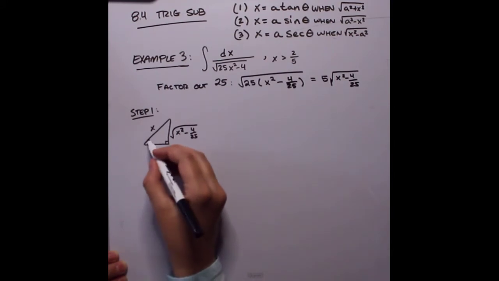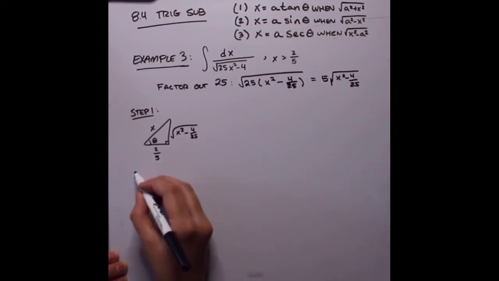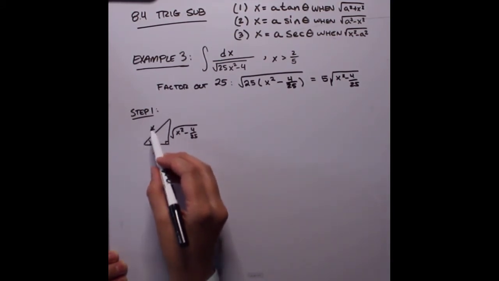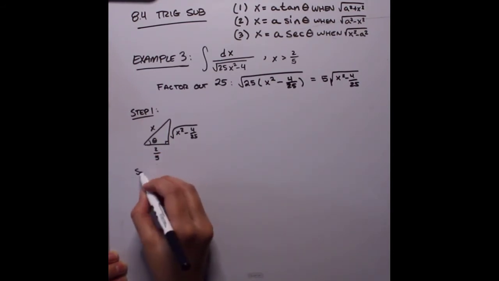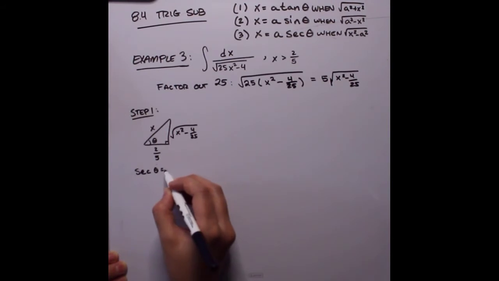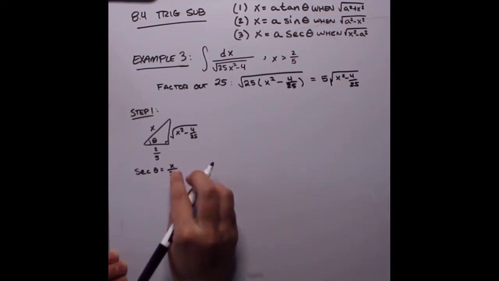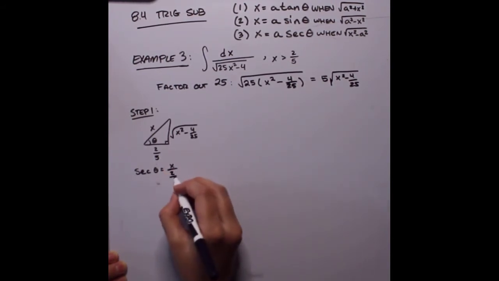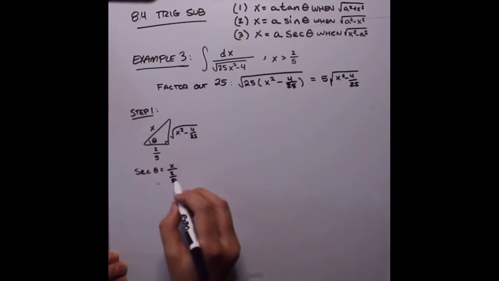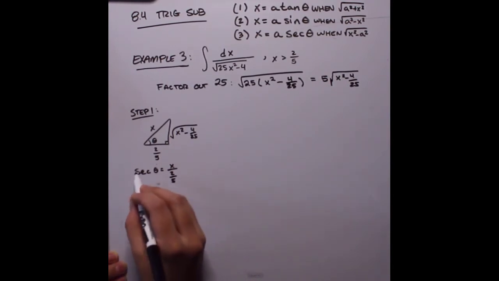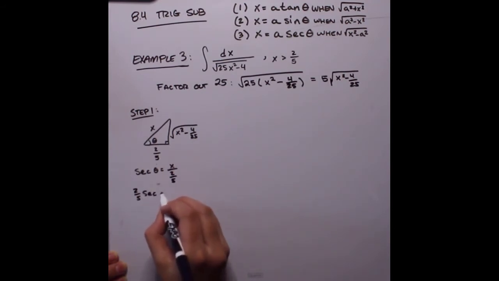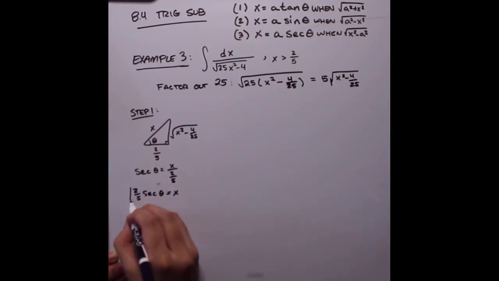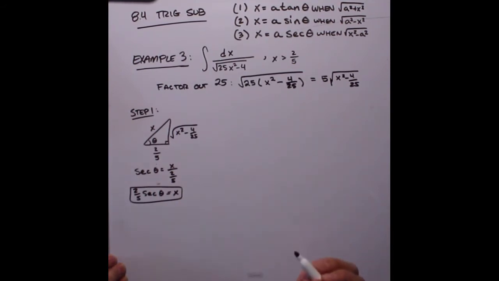If this is our angle theta, we know the relationship should be x over a. In this case, that's hypotenuse over adjacent, so that's secant. So secant theta is x over 2/5. If you multiply by 2/5 on both sides, that becomes 2/5 secant theta, which is what we're going to substitute in for x.